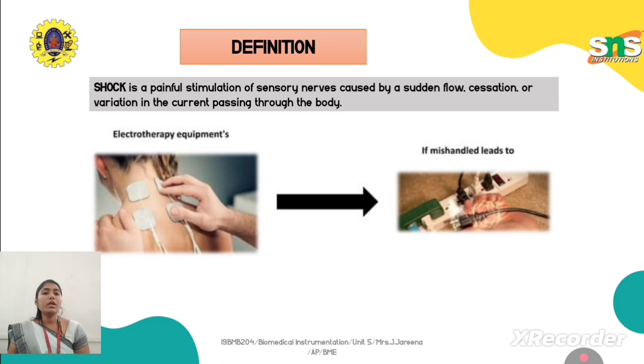So we have to be very careful with the equipments in the physiotherapy department. We have to ensure electrical safety in order to give good patient safety, I mean to promote or enhance patient safety.